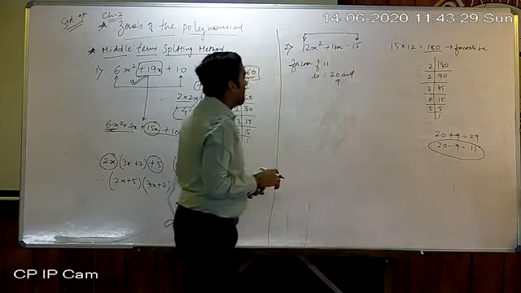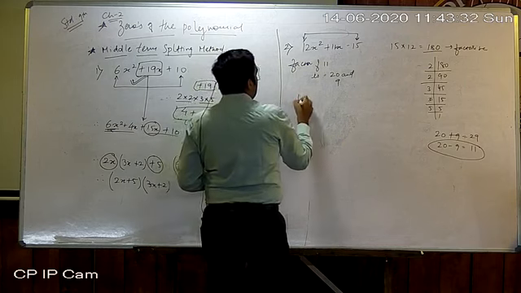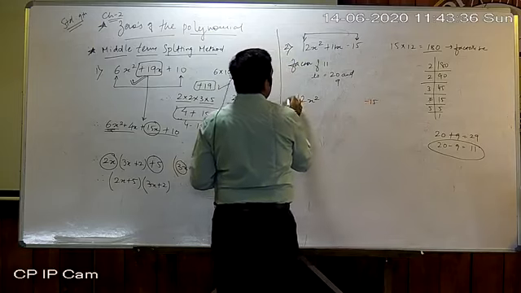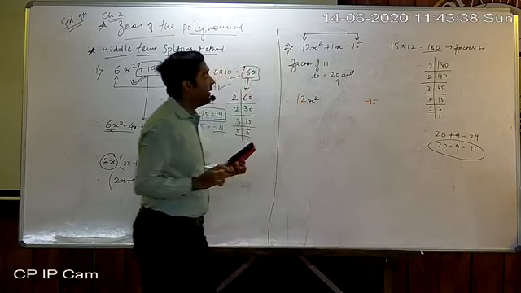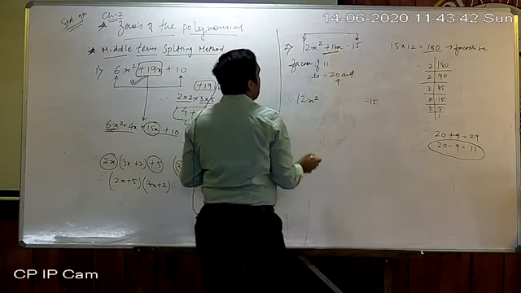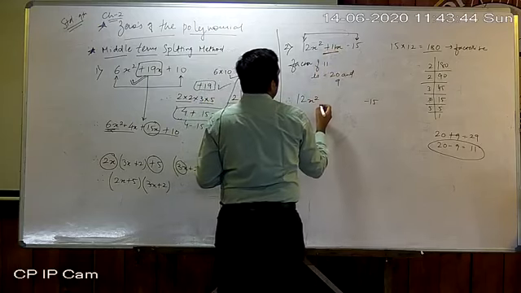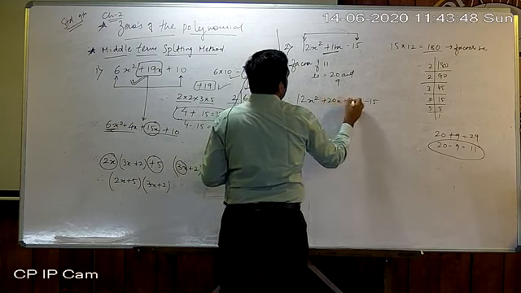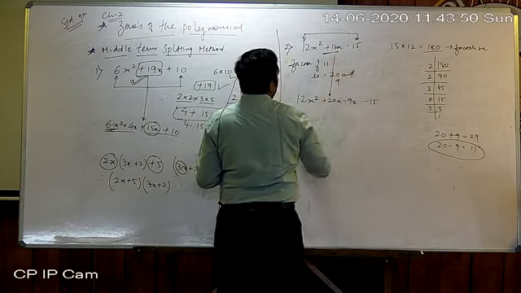So write them: 12x square and 15 as first and last. Now split the middle term 11x as 20 and 9. So I'll write 20x minus 9x. Okay.